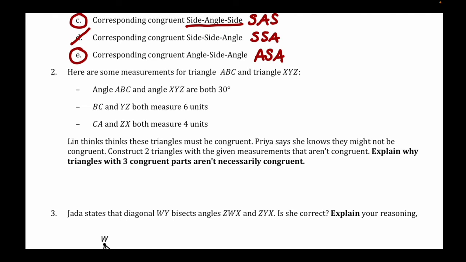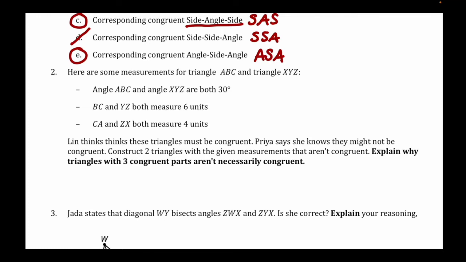Now, question 2, we have some measurements for triangle ABC and XYZ. So we have angle ABC and XYZ are both 30 degrees. Then we have BC and YZ both measure 6. And then CA and ZX both measure 4. Lynn thinks these triangles must be congruent. Priya says she knows they might not be congruent. We want to construct two triangles with the given measurements that are not congruent and explain why triangles with 3 congruent parts aren't always necessarily congruent.